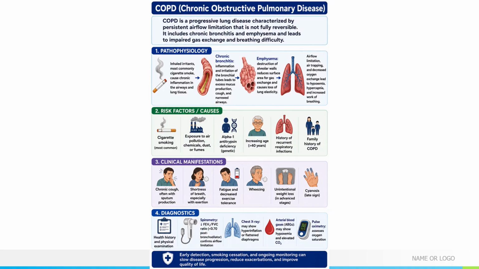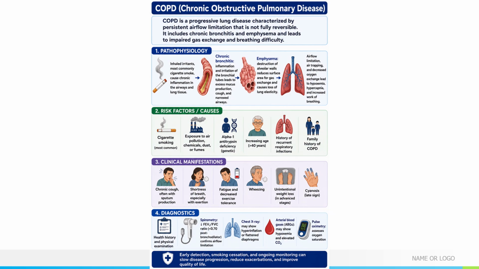Then we have an uncommon situation, alpha-1 antitrypsin deficiency. This is an important genetic cause. Alpha-1 antitrypsin normally protects lung tissue from enzymes that break down proteins. So without enough of it, alveolar destruction occurs much earlier in life, even if they've never smoked before. So that could be another risk factor.